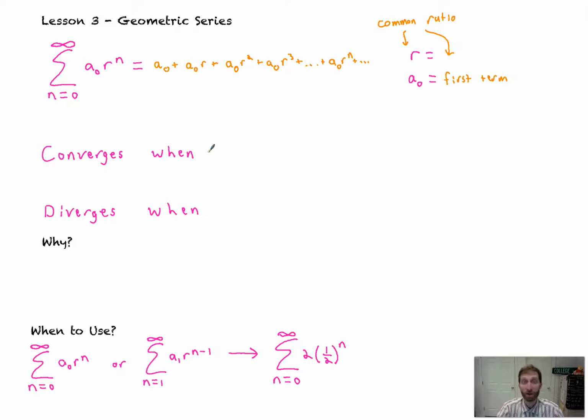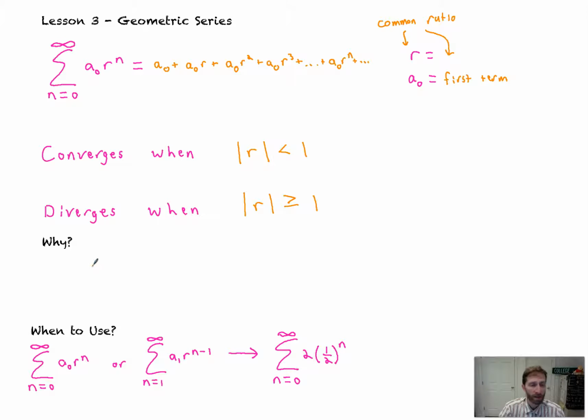So when does it converge? I'm going to tell you the conditions. We'll prove all about this later, and we'll see why this makes sense with a short explanation right now. But it converges when the absolute value of that common ratio is less than 1. It's that simple. And it diverges when the absolute value of that common ratio is greater than or equal to 1.